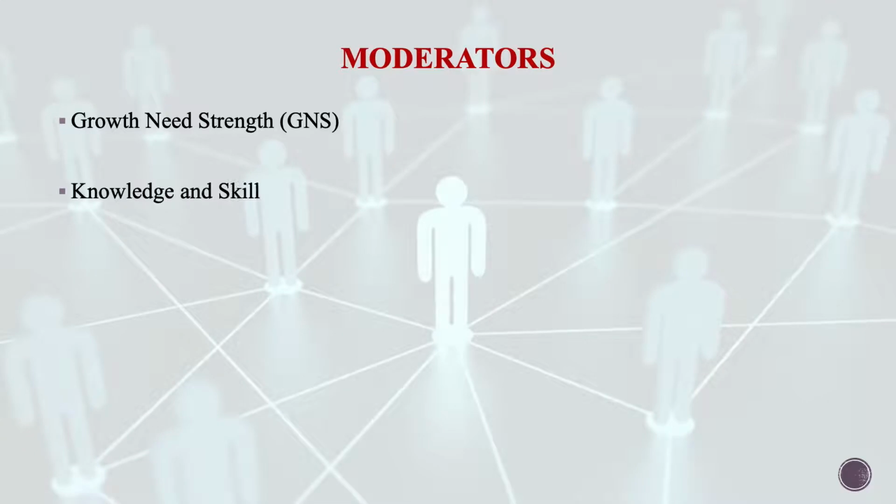So some of the moderators which are enhancing the relationship between core dimensions and the psychological states, as well as psychological states and job outcomes, are growth need strength, knowledge and skills, and then context satisfaction. So growth need strength is nothing but the strength of a person's need for personal accomplishment, learning and development. So the theory also posits that growth need strength moderates both the relationship of core job characteristics and psychological states and the relationship between psychological states and outcomes.